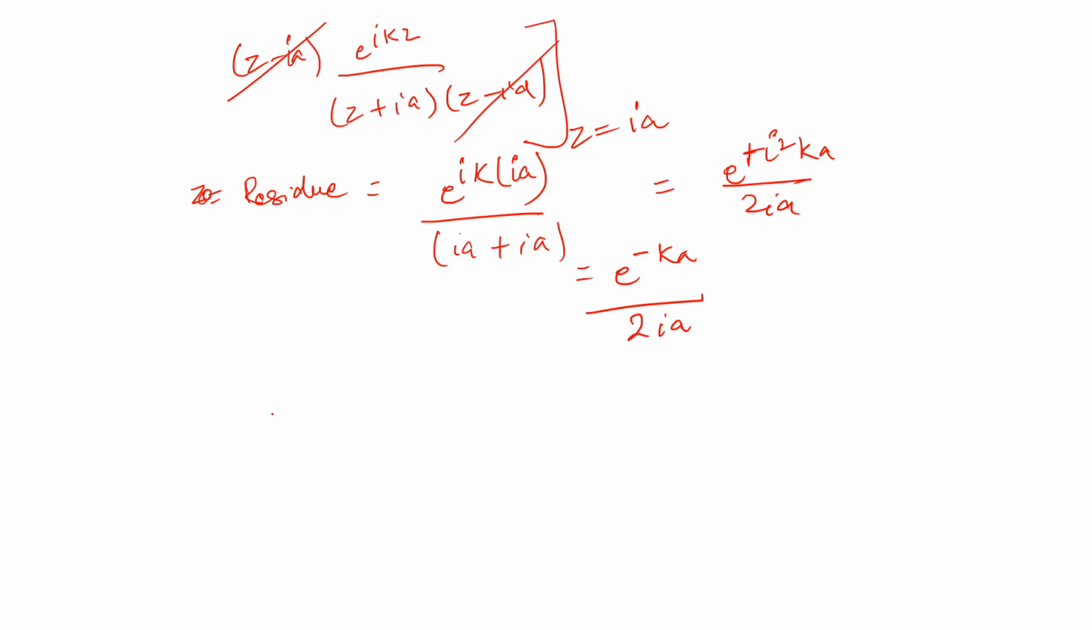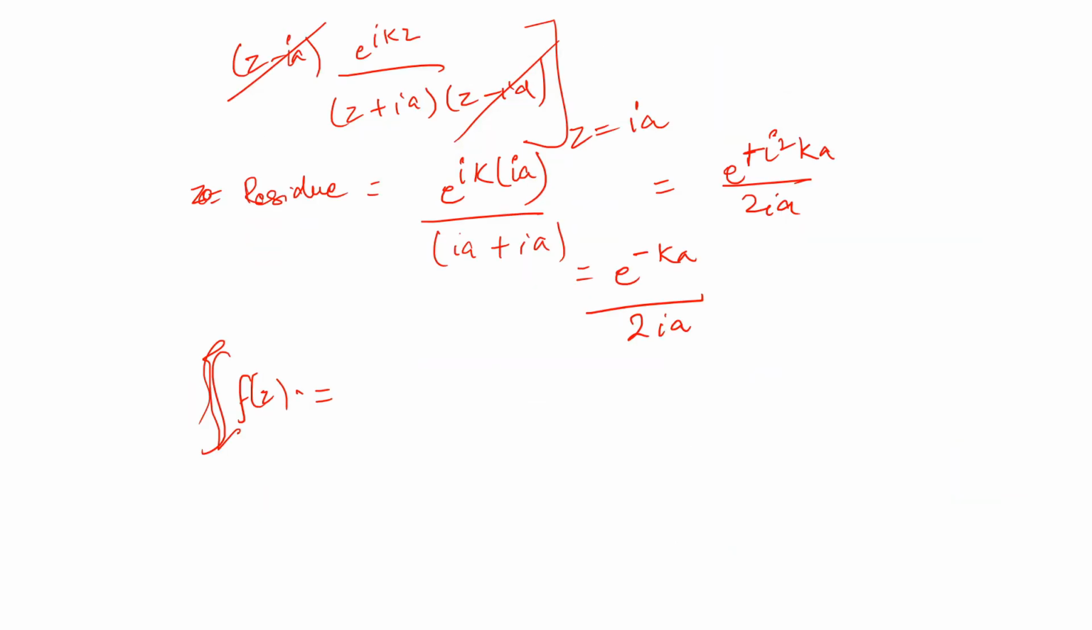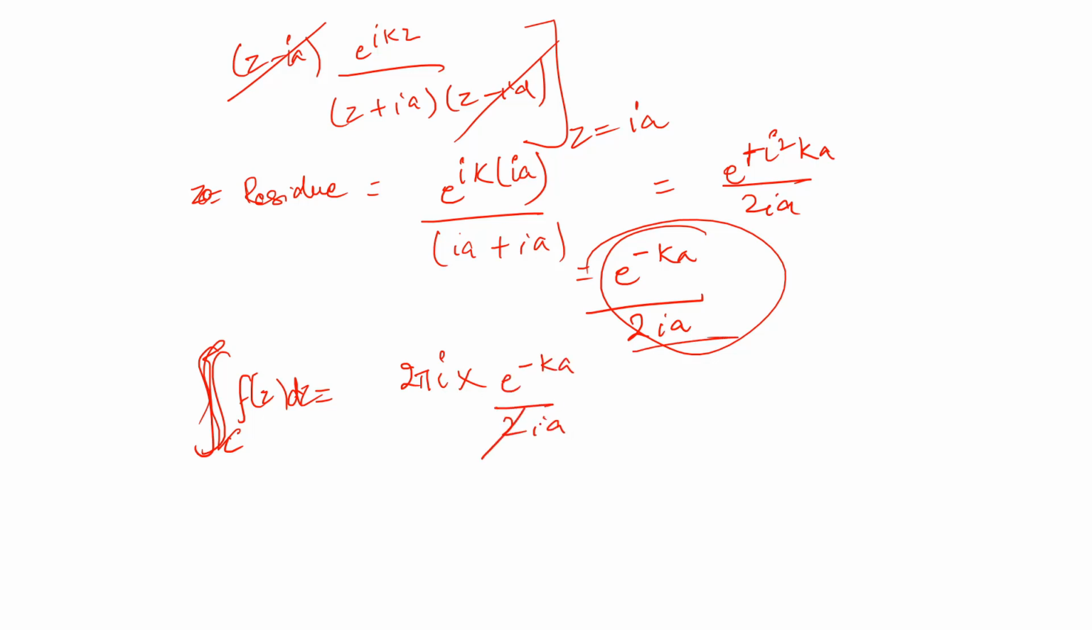Now the value of the contour integral of f(z) dz is equal to 2 pi iota times the residue at the pole z equal to iota a, which we just got. It is e raised to the power minus ka upon 2 iota a. So the 2 iota will cancel, giving pi e raised to the power minus ka upon a.